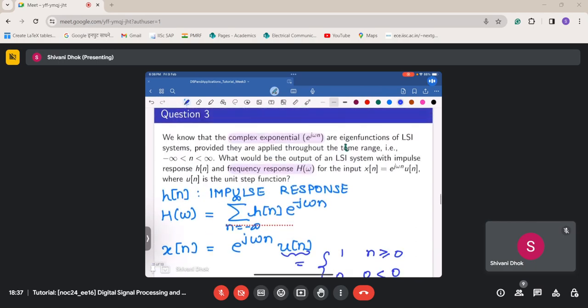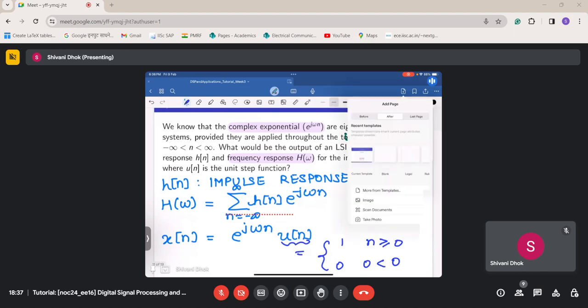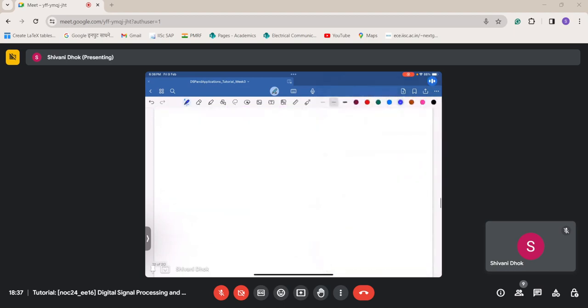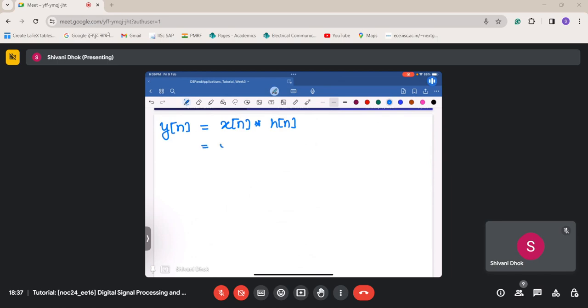So now we need to find the output corresponding to that input, and we know that it is an LTI, or rather LSI system. So this output y of n is simply the convolution of x of n with h of n. Or this we can also write as the convolution of h of n with x of n.